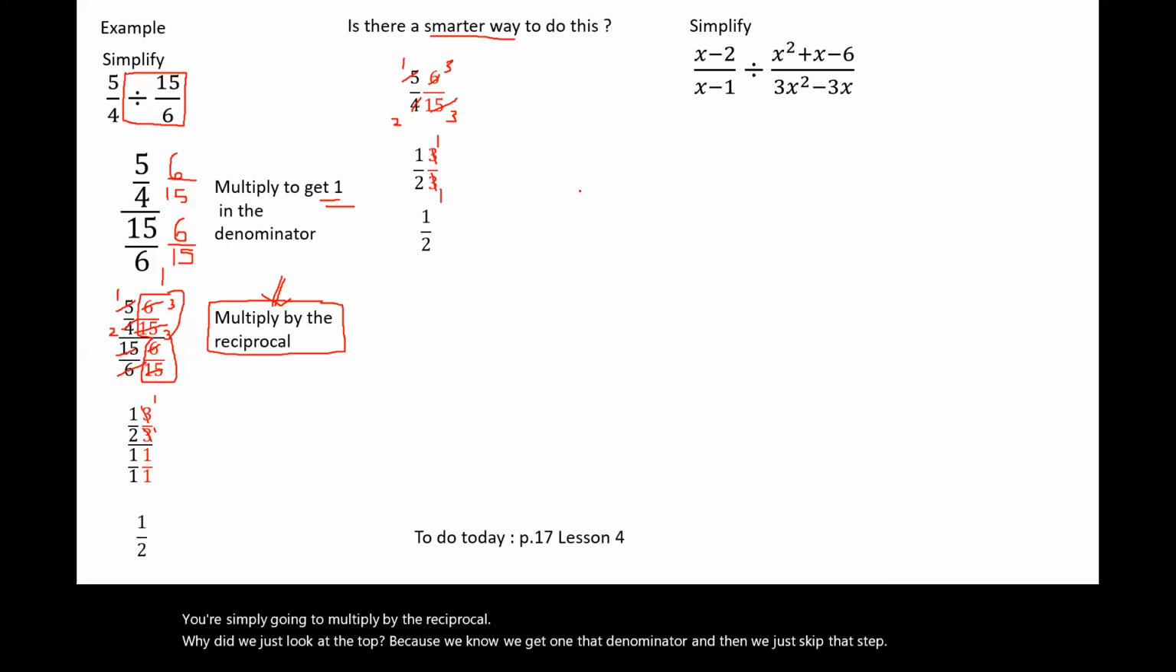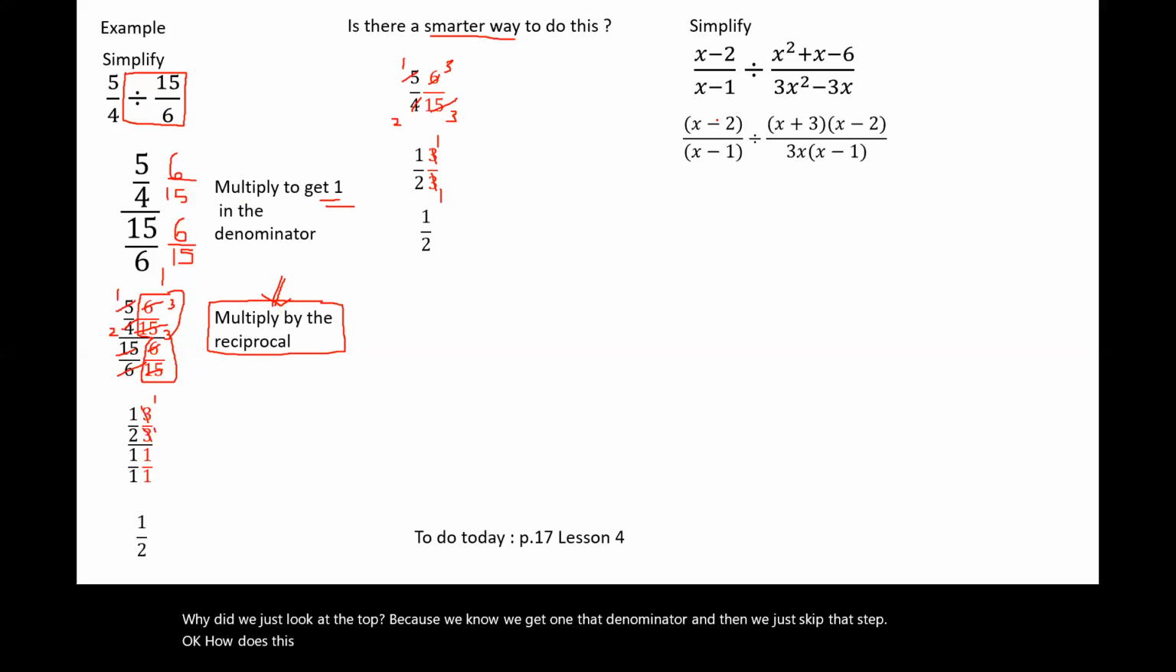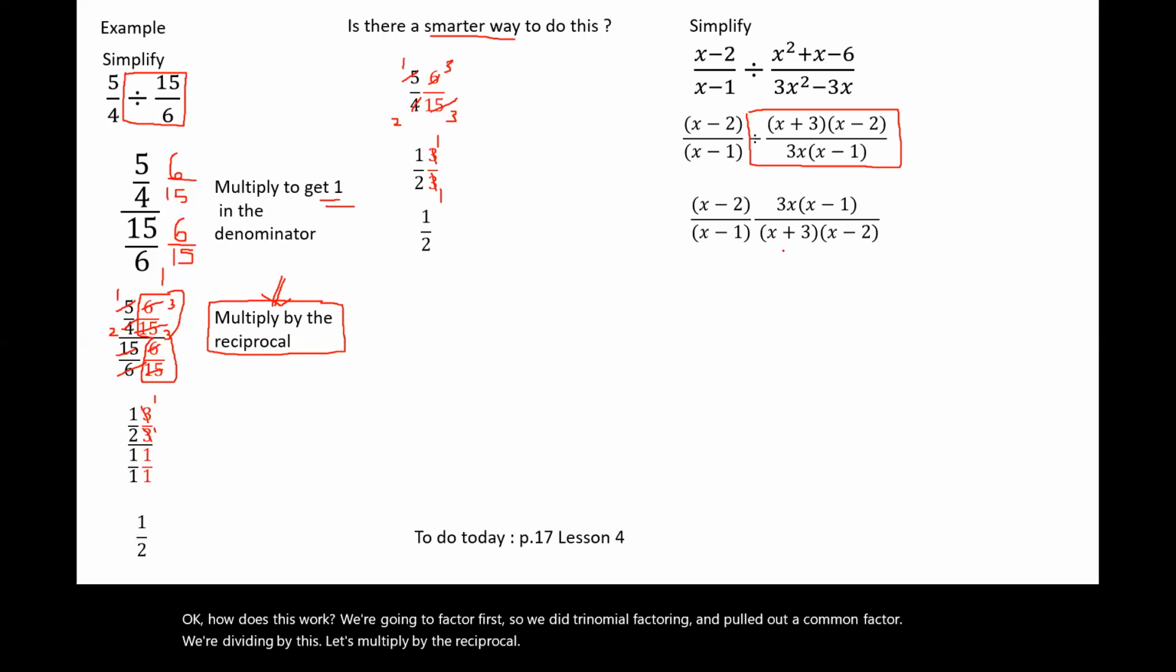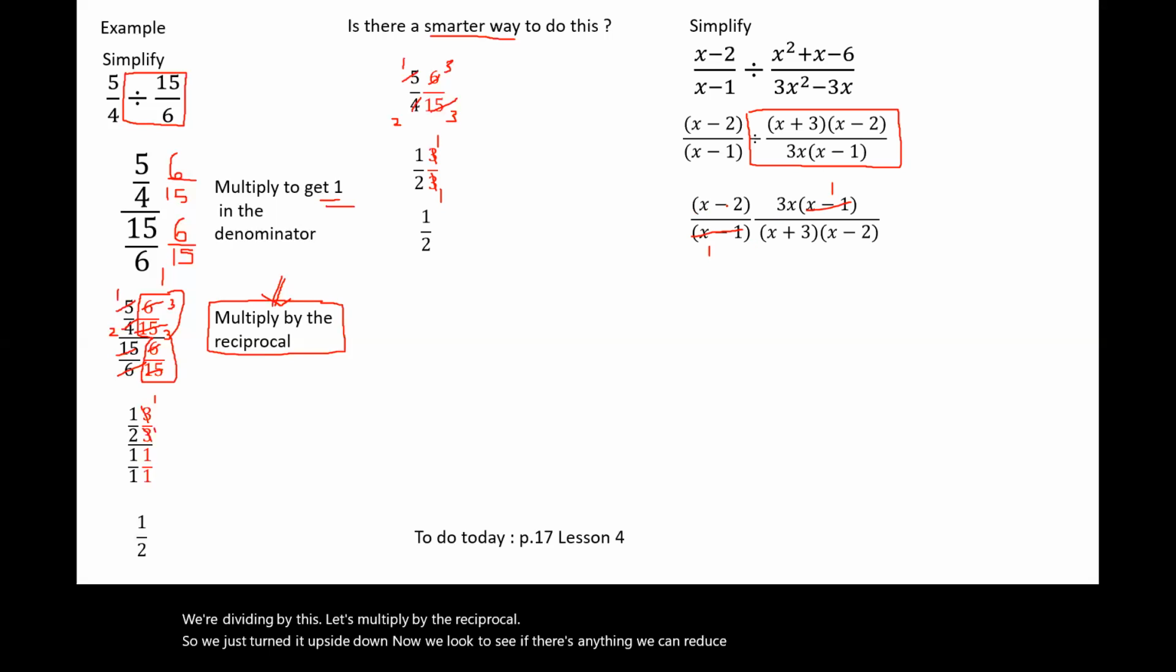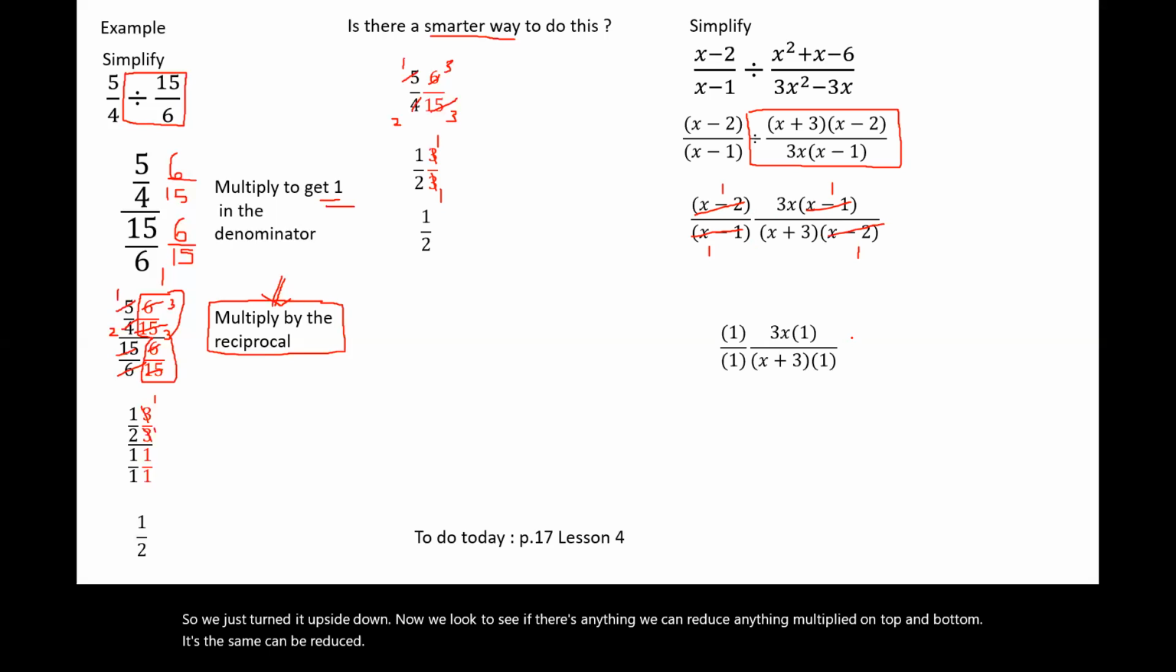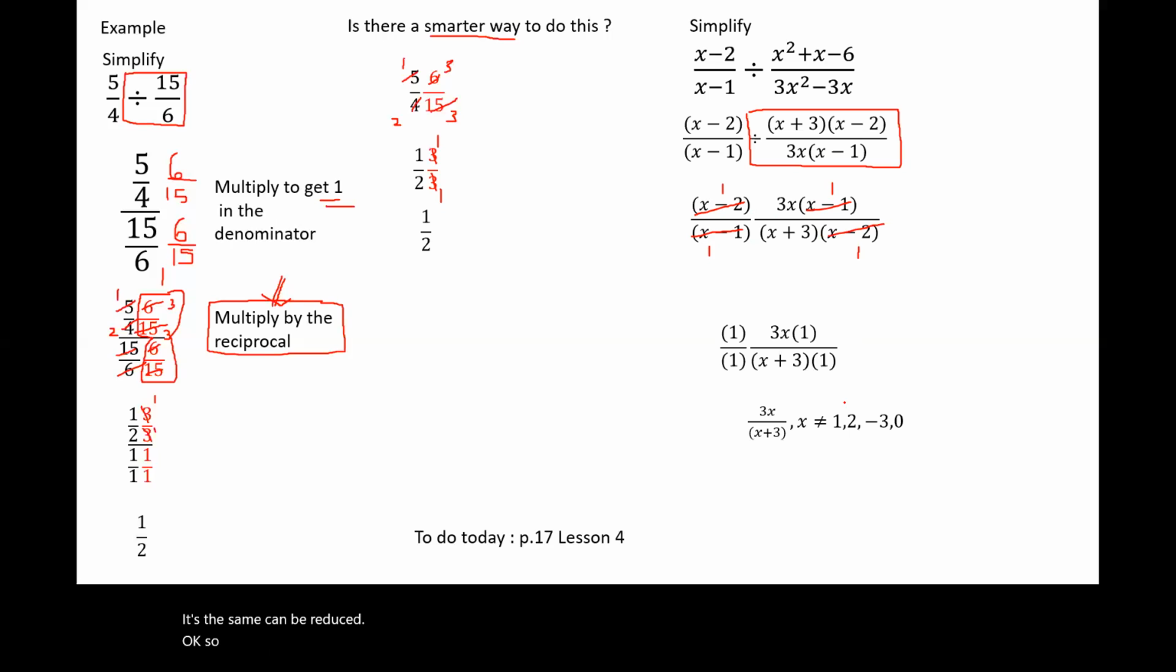Okay, how does this work? We're going to factor first. So we did trinomial factoring and pulled out a common factor. We're dividing by this. Let's multiply by the reciprocal. So we just turned it upside down. Now we look to see if there's anything we can reduce. Anything multiplied on top and bottom that's the same can be reduced. Okay, so there's our 3x/x + 3, and state all restrictions.